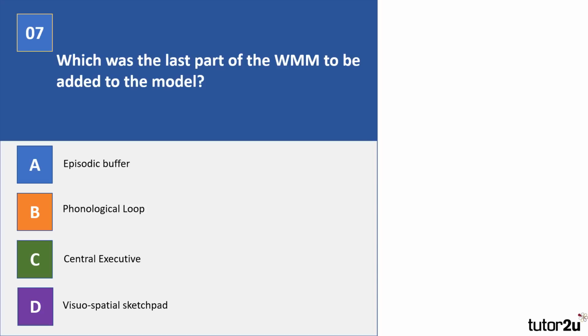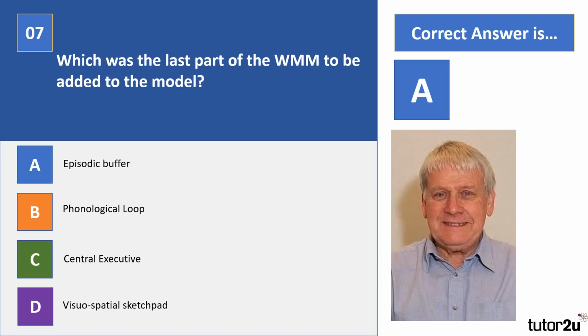All right, question 7. Which was the last part of the working memory model to be added to the model? Is it A, episodic buffer, B, phonological loop, C, central executive, D, visuospatial sketchpad? Pause your video. Your answer there is A, and the question is, why did he add it? Baddeley said in 2000 that there were a number of phenomena that weren't able to be accounted for by the original model. The episodic buffer has allowed us to see how in short-term memory we're able to integrate information rather than just isolating it into subsystems, and as such he argued that the addition of the episodic buffer provided a more comprehensive understanding of working memory.